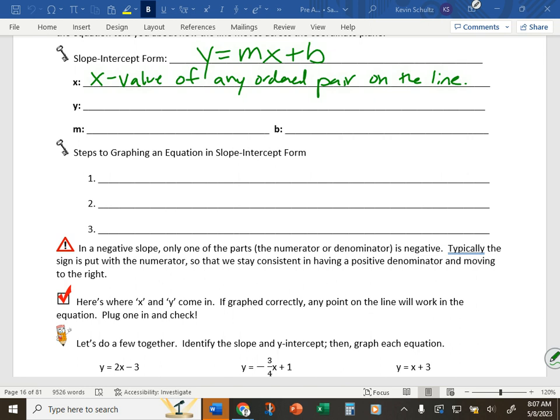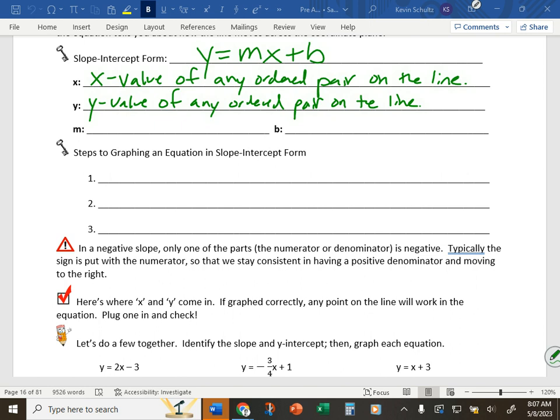And the y would be kind of the same thing, only it's the y value of any ordered pair on the line. Okay? So if you're graphing this equation with a function table, that's what you would use. You use the x and the y, you pick a value for x, you plug it in, solve for y, plot the point, and go on with the day. But we are going to focus on the m and the b because the m and the b are the variables that are going to allow us to graph this with relative ease.